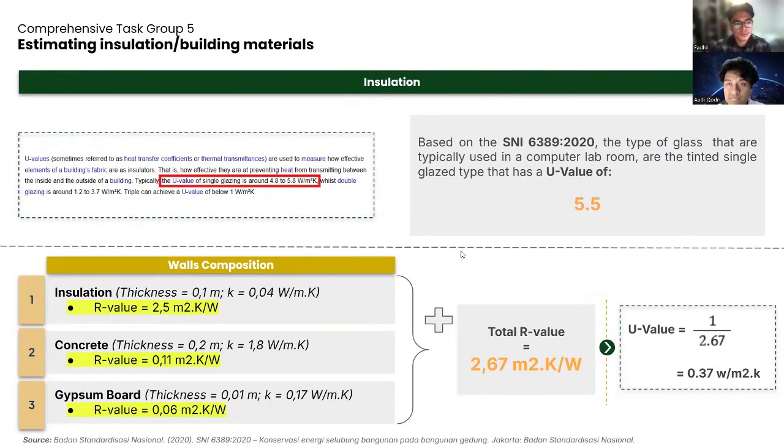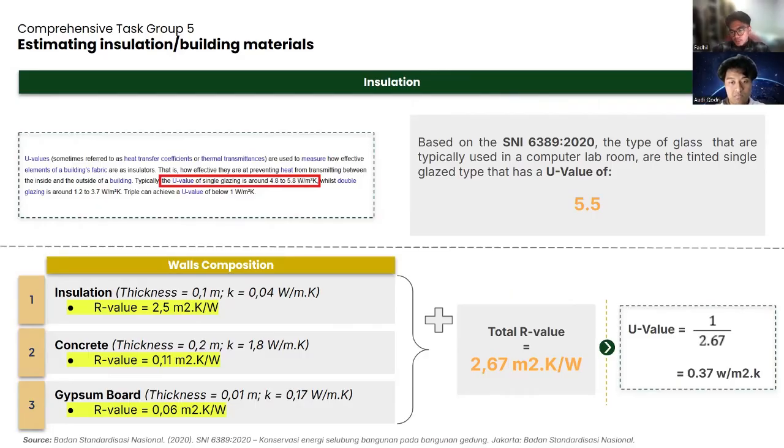For the insulation and the building materials, we use SNI 6389 2020. The type of glass typically used in a computer lab room is the tinted single glaze type, which has a U value of 5.5. For the wall composition, we use insulation with an R value of 2.5, concrete with an R value of 0.11, and gypsum board with an R value of 0.06.